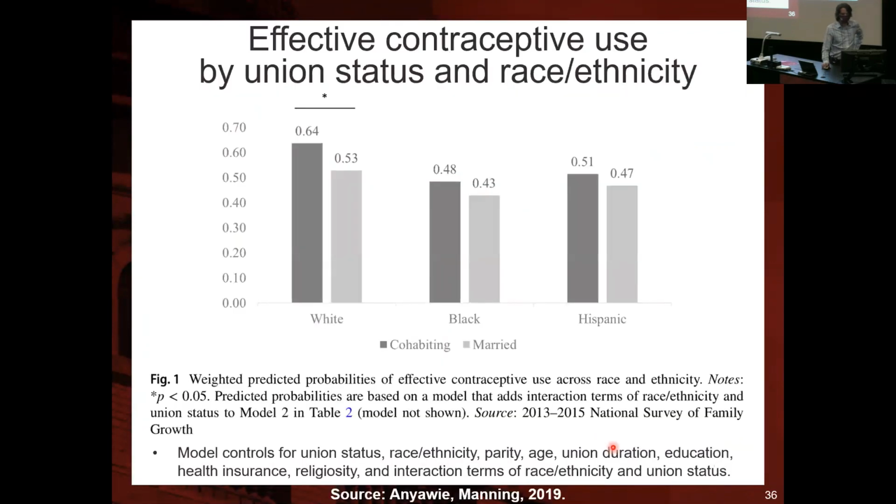And here is the effective contraceptive use by union status and race ethnicity, showing that Black women who are cohabiting have lower rates of effective contraceptive use than white women, even compared to Hispanic women as well. And among married women, also, Black women are less likely to be using some form of effective contraceptive compared to white and Hispanic women.